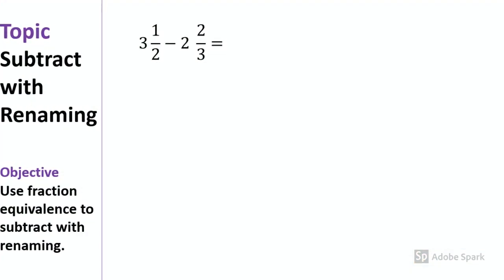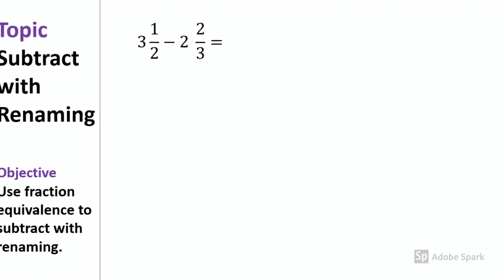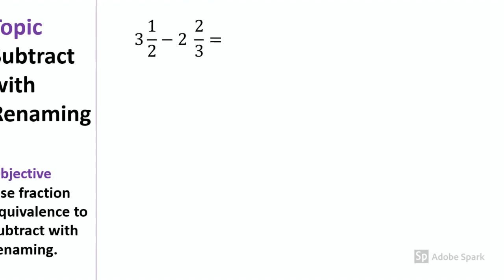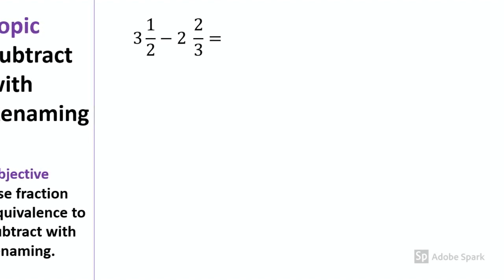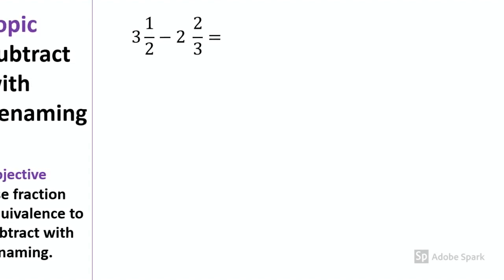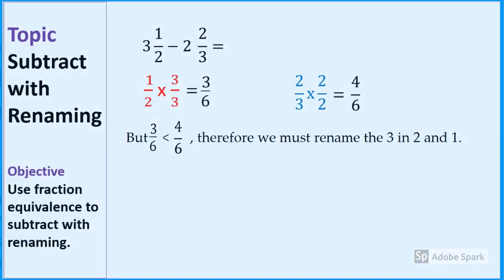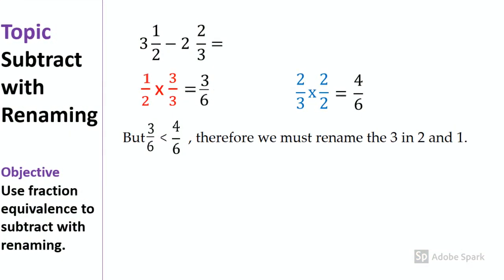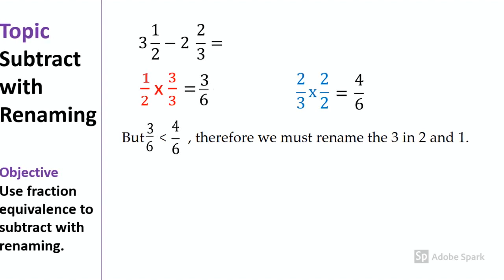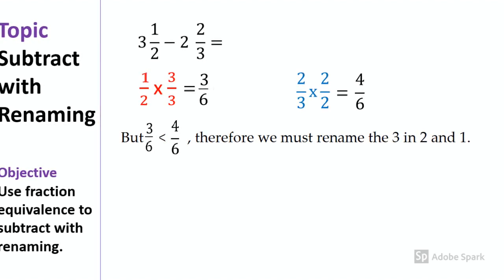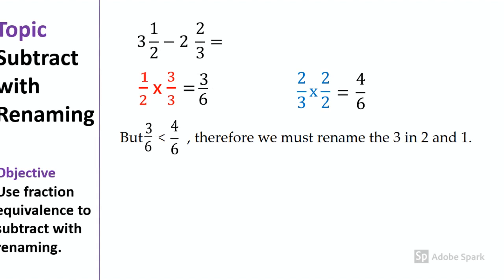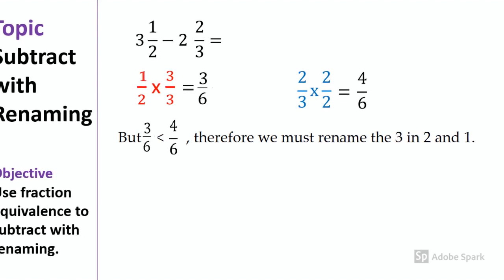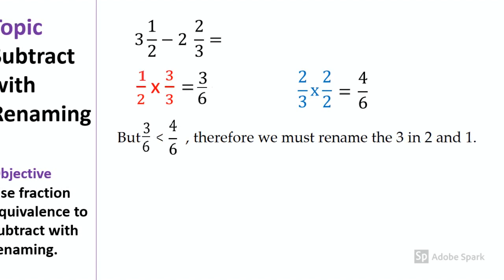Now, let me guide you again in this example. 3 and 1/2 minus 2 and 2/3. Do you notice that the fractions have different denominators? What are we going to do? We are going to find the least common denominator of 2 and 3. It is 6. Therefore, 1/2 times 3/3 is equal to 3/6. And 2/3 times 2/2 is equal to 4/6.